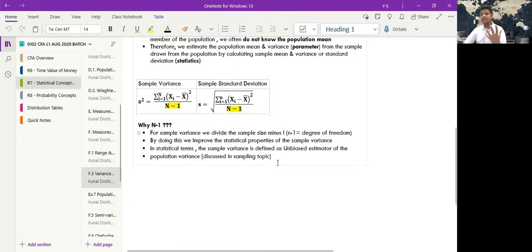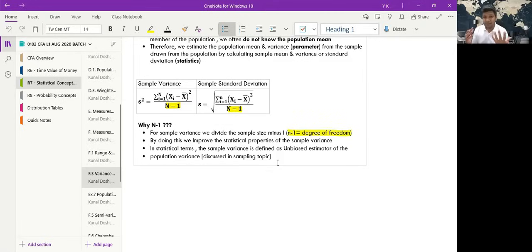Why n minus 1? Let us read that. That is very, very important, and CFA Institute is famous for asking this. For sample variance, we divide by sample size minus 1, and that is called the degree of freedom. Degree of freedom is nothing but the actual size that you take. So degree of freedom is n minus 1.